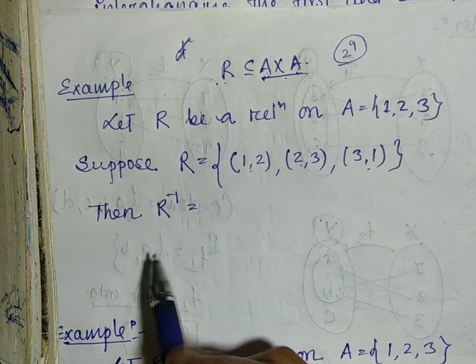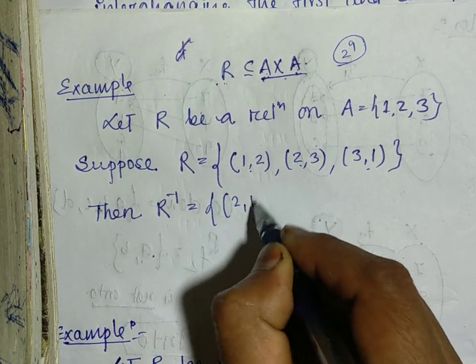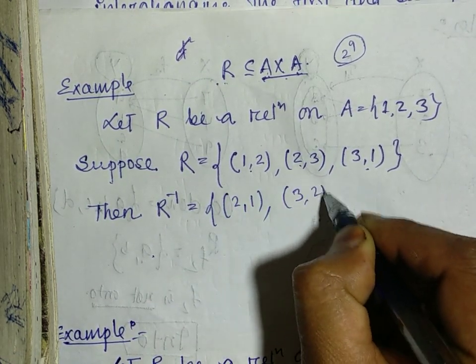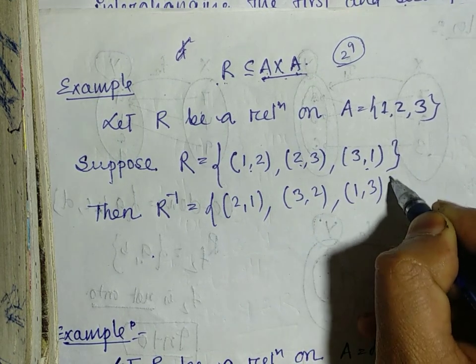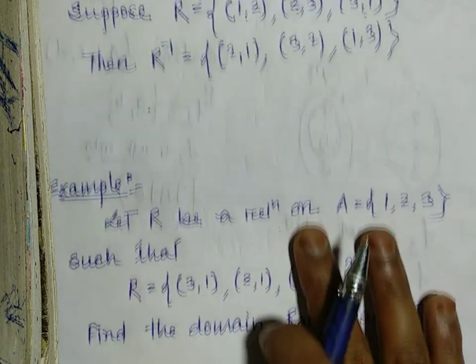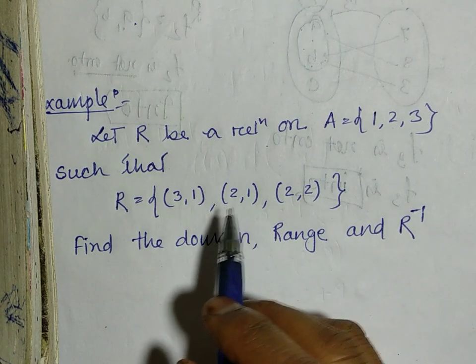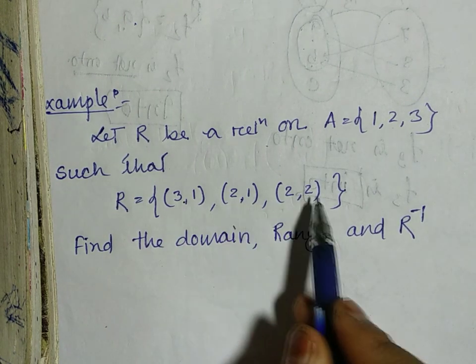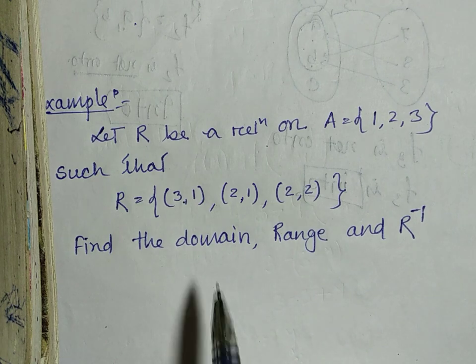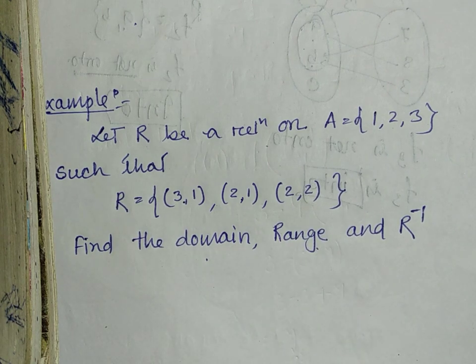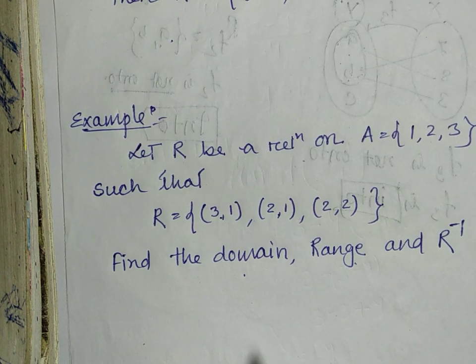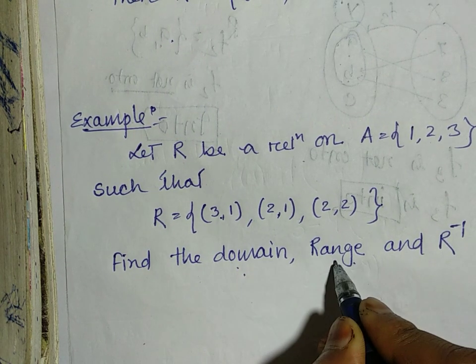What is R inverse then? Obviously it will be 2, 1, 3, 2, and 1, 3. Okay, let us consider another example. Let R be a relation on A, such that the relation is 3, 1, 2, 1, 2, 2. Now we'll try to find the domain, range, and R inverse.